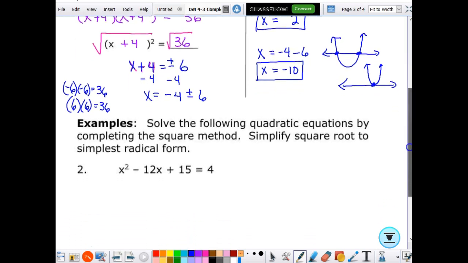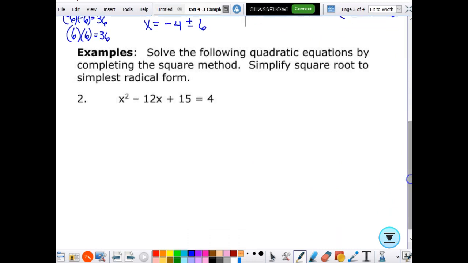Okay, let's do another one. So don't worry about this 4. Don't move this 4 over here. If we were doing quadratic formula, we would move the 4 over here. But we're doing complete the square, so we move the 15 over here. We punt this over here, so we have a blank. We're going to have a blank.